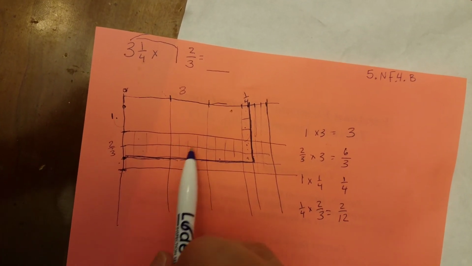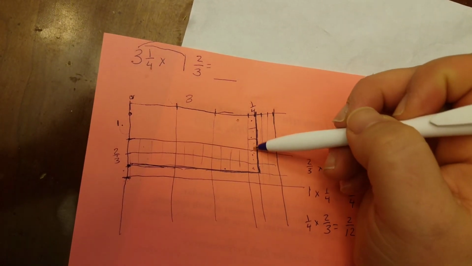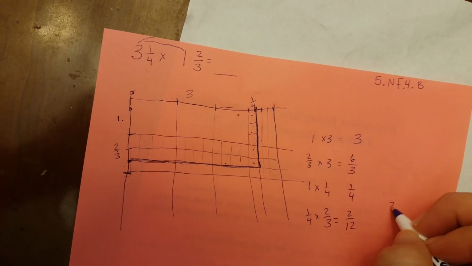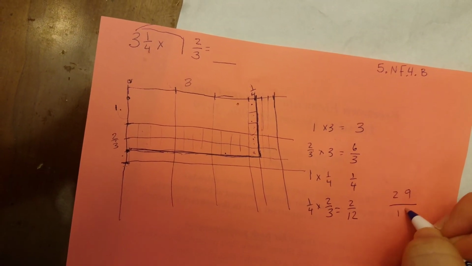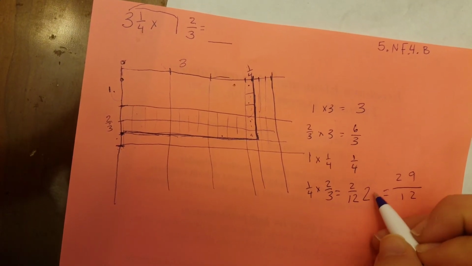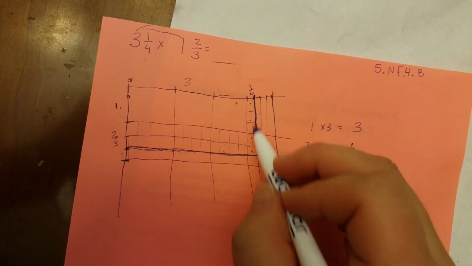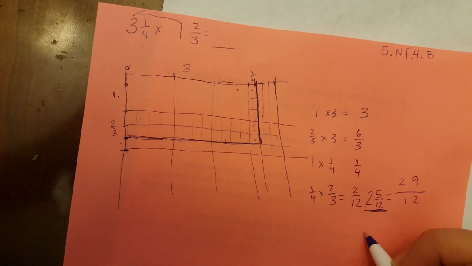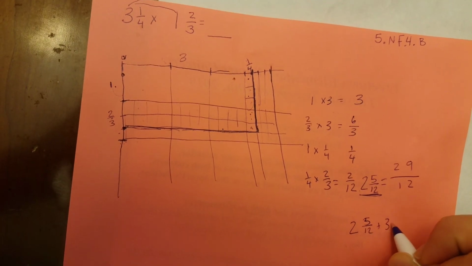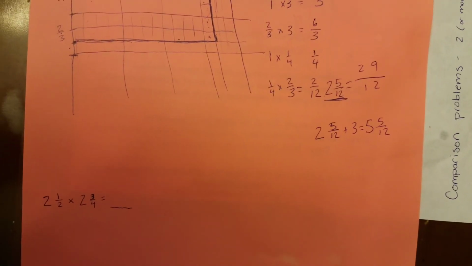4, 8, 12, 16, 20, 24, 25, 26, 27, 28, 29. Did I do that right? 2 5/12 from all of my fractional pieces plus 3 more. Equals 5 5/12.